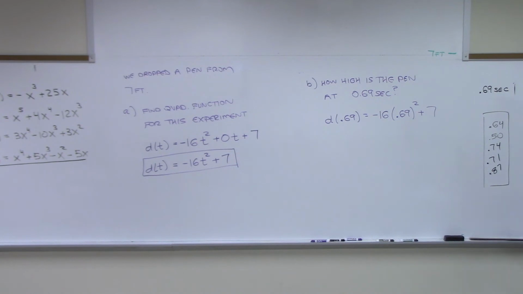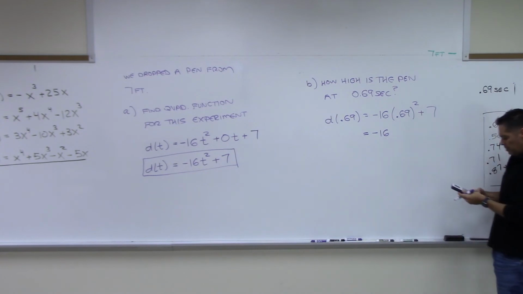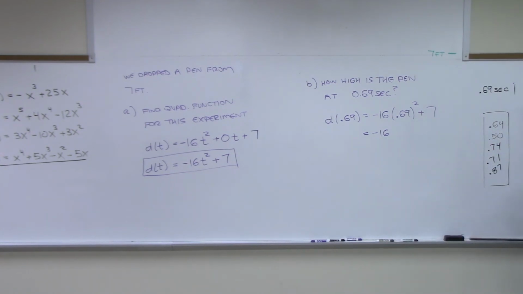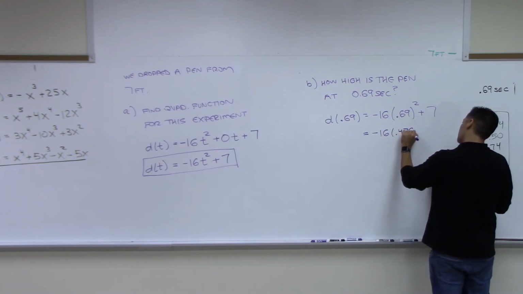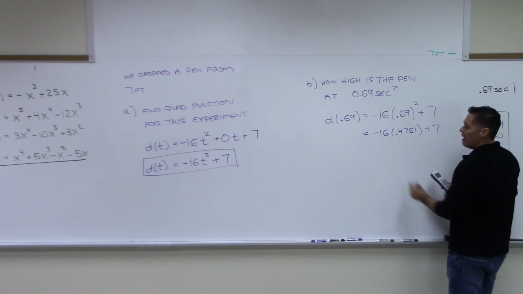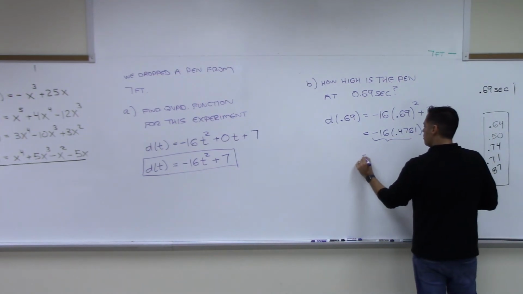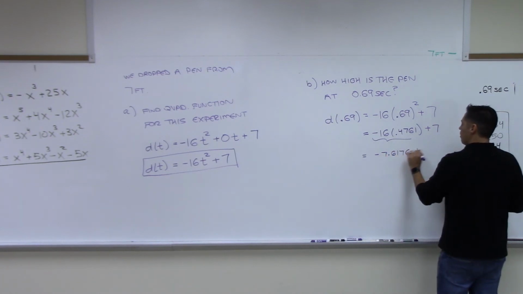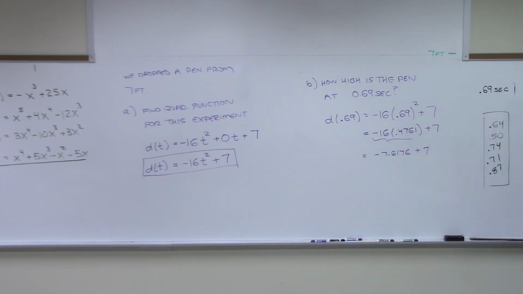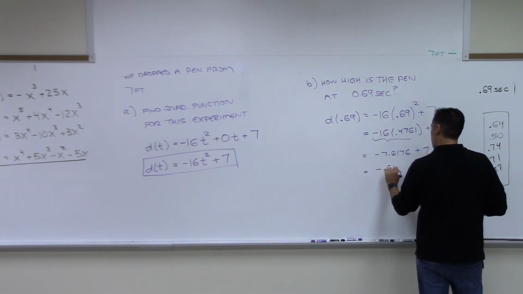Okay. So what I'm going to do first here is this, order of operations. I'm going to do 0.69 squared. And when I do that, I get 0.4761 and then plus 7. Now I have to multiply these two together. Ooh, okay. So I get negative 7.6176 plus 7. And if I add those together, I get negative 0.6176.